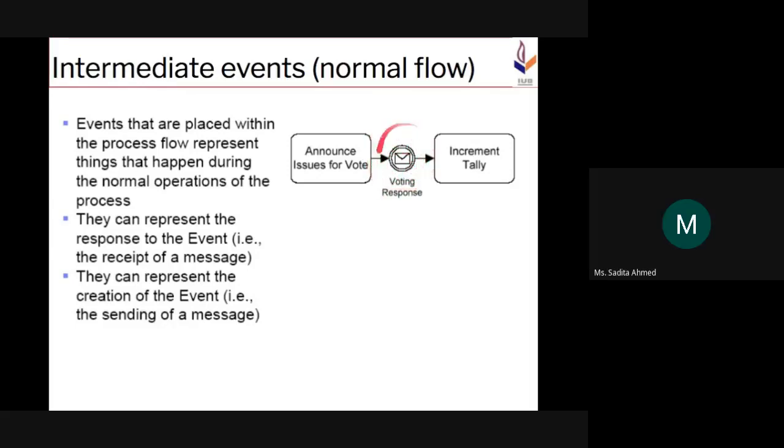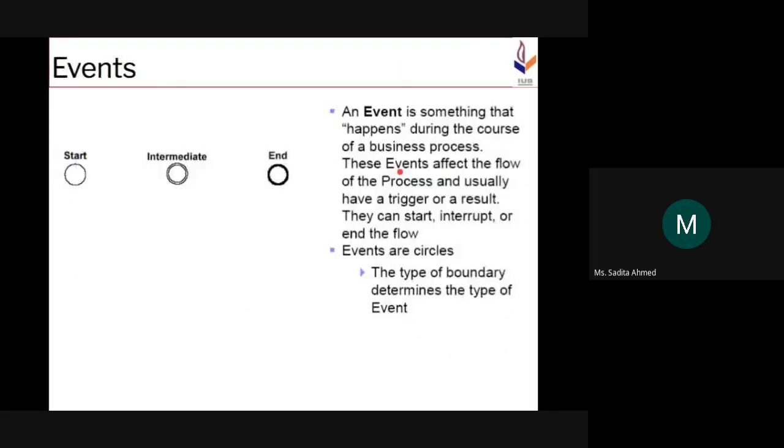So look at the boundary of the circle here, notice the difference. The boundary of this circle: there is a double boundary first of all, double boundary plus the boundary is not filled, it's not a thick boundary, and it's not a thin boundary. Okay? It's a double boundary. When we have this kind of boundary, we call it an intermediate event. Okay? Notice the difference. The start event circle has a thin boundary. The end event circle has a thick boundary or a filled boundary.